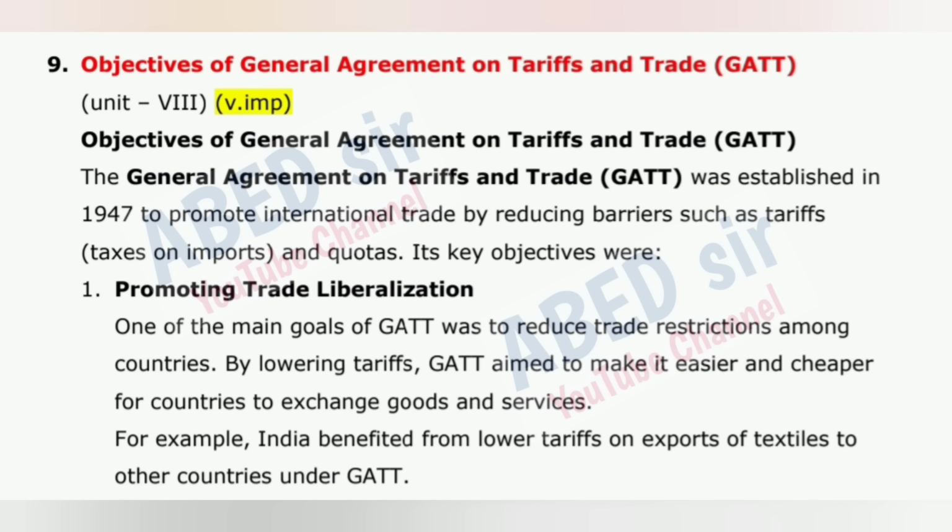Promoting trade liberalization. One of the main goals of GATT was to reduce trade restrictions among countries. By lowering tariffs, GATT aimed to make it easier and cheaper for countries to exchange goods and services. For example, India benefited from lower tariffs on exports of textiles to other countries under GATT.